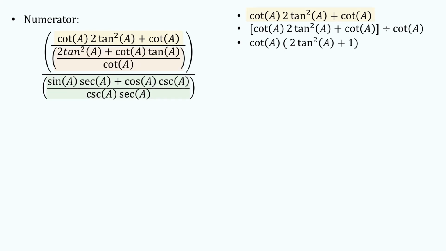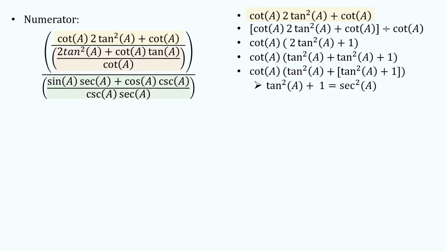We can still expand the expression. We can expand the 2 of the square of tan into tan squared plus tan squared. And remembering the Pythagorean identity, tan squared plus 1 equals the square of secant A, we can substitute this expression, which is the tan squared A plus 1, which will result in the cotangent of A times the square of the tangent A plus the square of secant A.